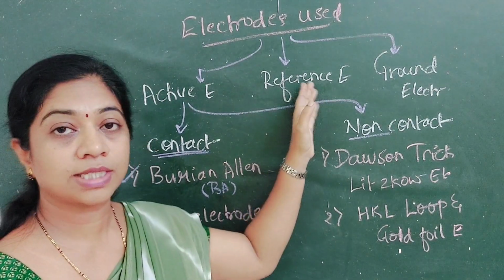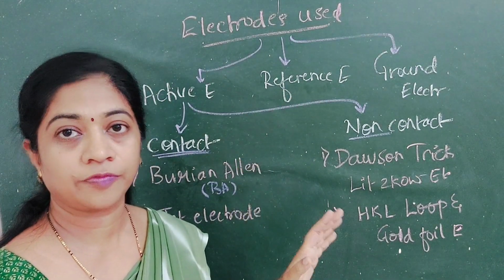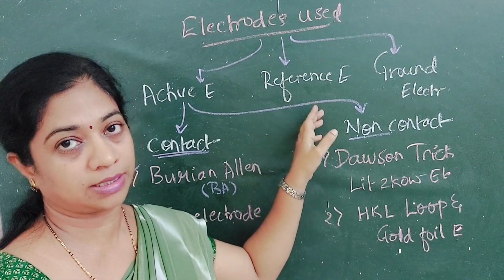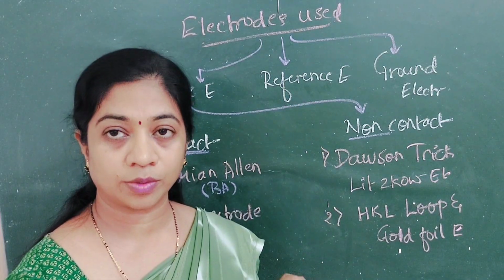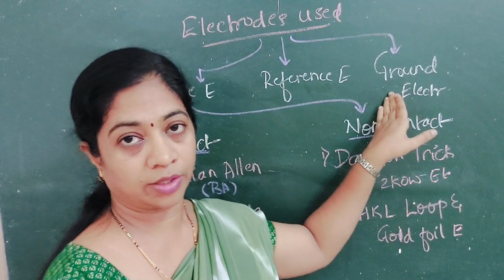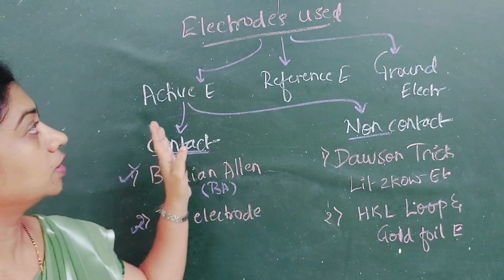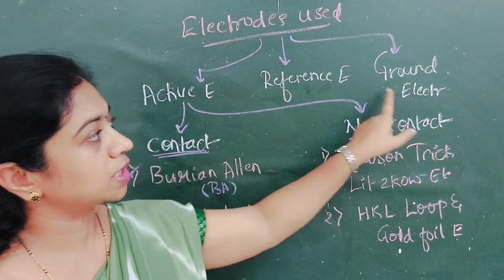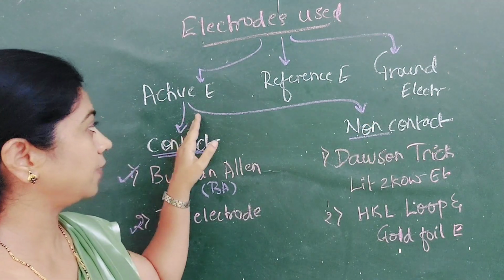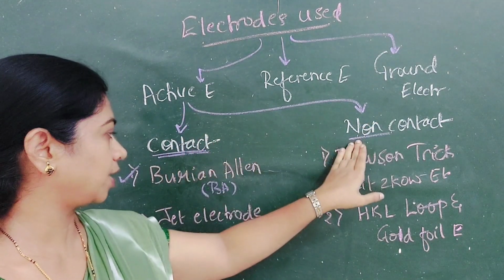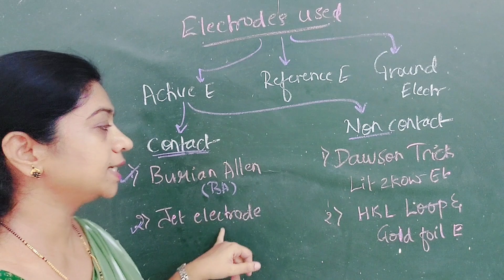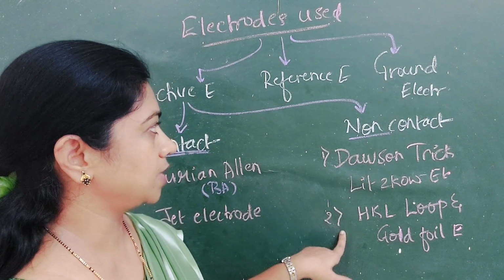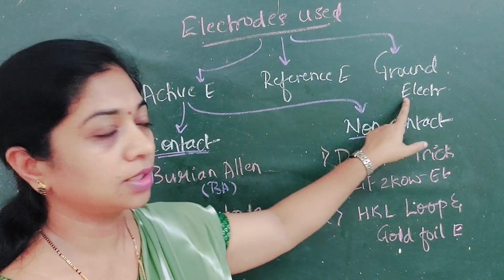And the reference electrodes are additional when you are using the unipolar type of electrodes. They are usually placed at the outer canthus of the eye. And the gold cup electrodes are usually used as the ground electrodes. Okay. So this is about the types of electrodes used, that is active electrode, reference electrodes, and ground electrodes. The active electrode can be either contact type or the non-contact type. In the contact type we have the BA type and jet electrode. In the non-contact type we have these two. Then we have reference electrodes and the ground electrodes.